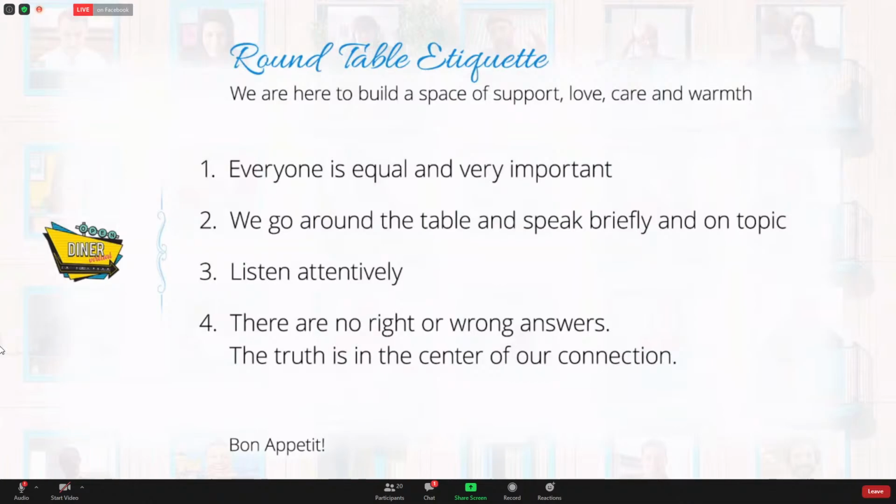We listen attentively, because without everybody, we're not going to have the correct solution. That's the way it works. There are no right or wrong answers. The truth is in the center of our connection. So like Gary said, we're creating a warm atmosphere here together. We're just here to listen to each other and come up with this intention where everybody matters.